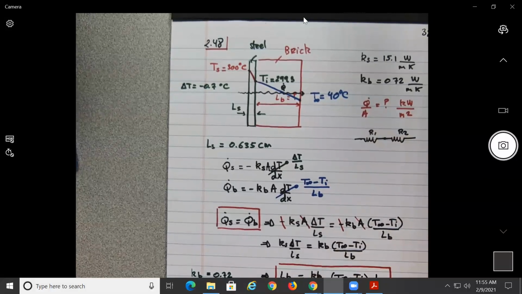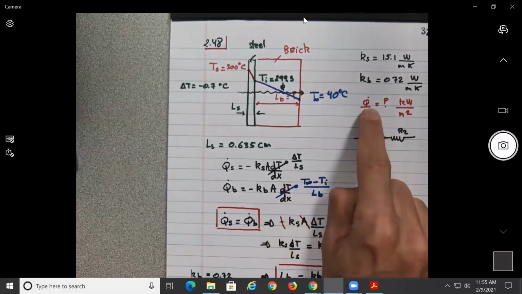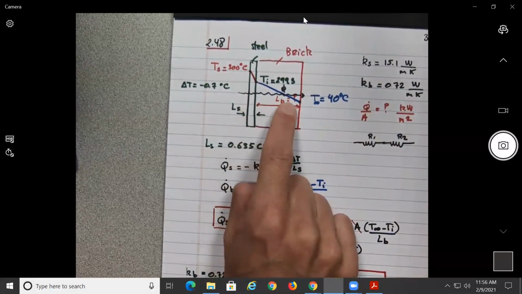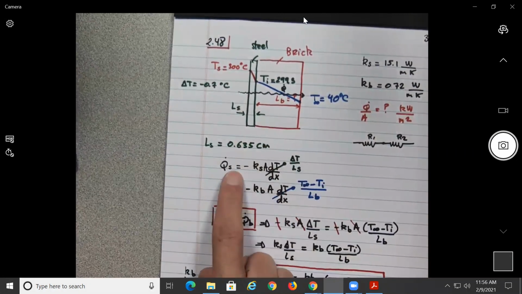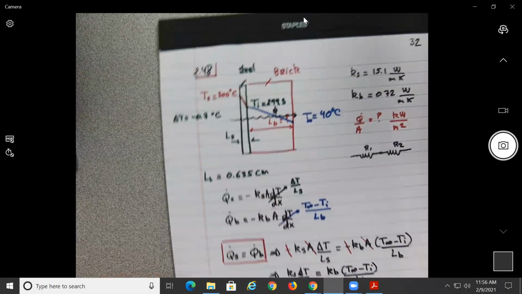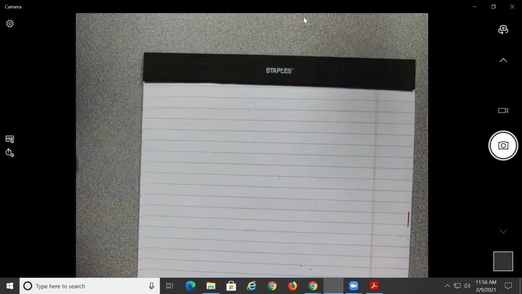Then the second part is to find Q over A. We say that the total Q should be the same Q going through the steel as the Q going through the brick. So we could calculate the amount of heat transfer per unit area from either this equation or this equation. Let's go ahead and check. We should get basically the same value, or extremely close to each other, depending on the approximation you did for the L sub B.